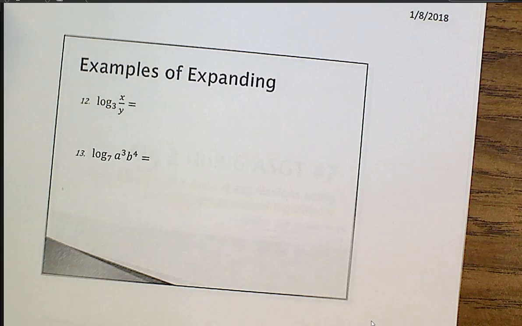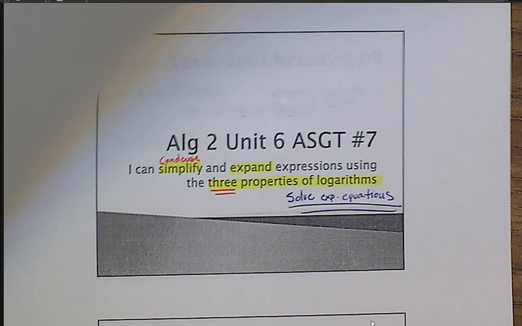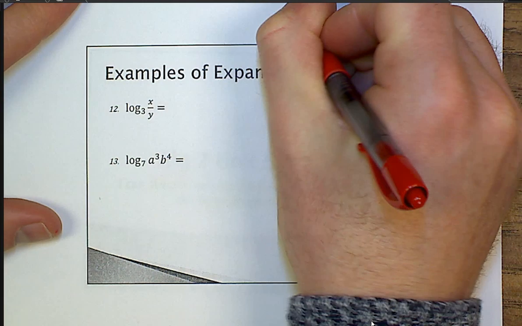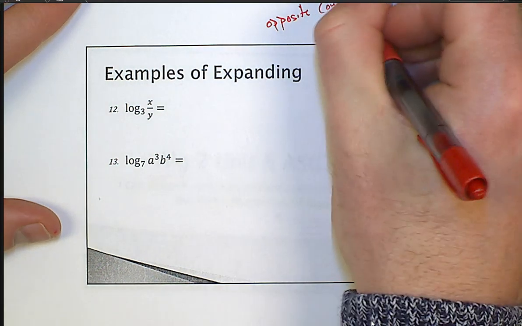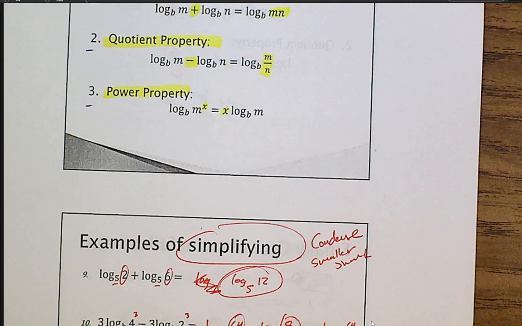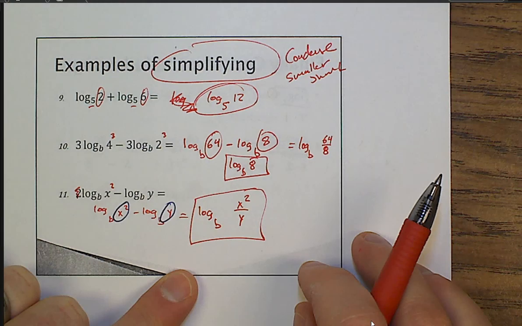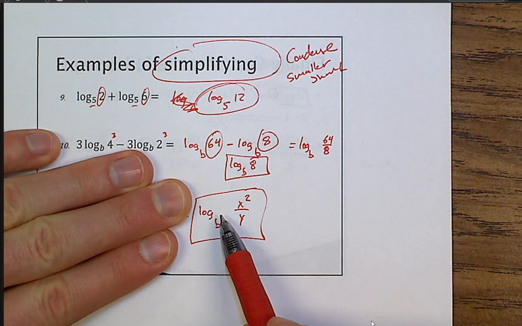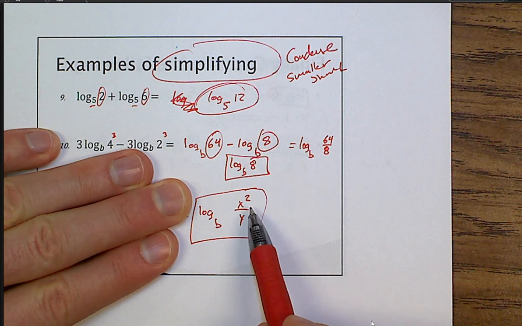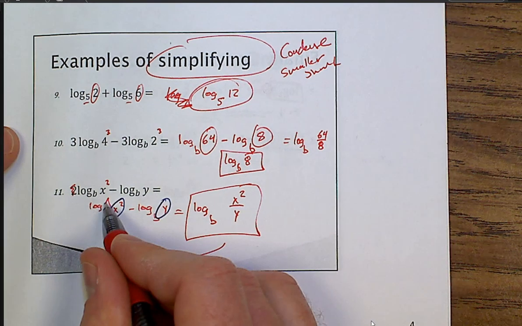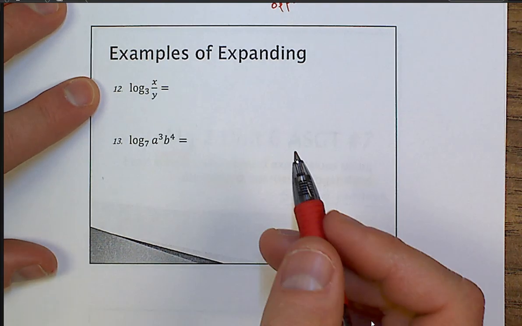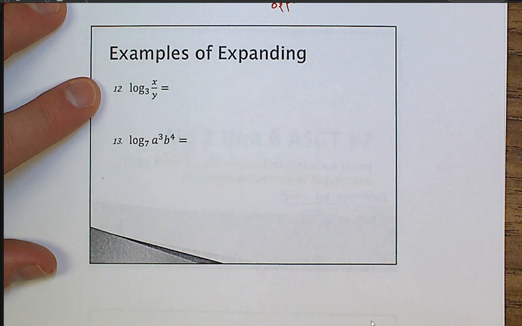And our last slide here, I think it's the last slide, yep. Now we're going to expand. So we're just going to do the opposite of what we just did. It's the opposite of condensing. So in other words, if you look at number 11 that we just did, if I cover this part up, you're going to start with our answer that we just had, and you're actually going to turn it into that. So we're just going backwards. So you need to recognize on number 12 here, division. Well, what does division mean? That's the quotient property, which, if you go backwards, needs to turn into subtraction.